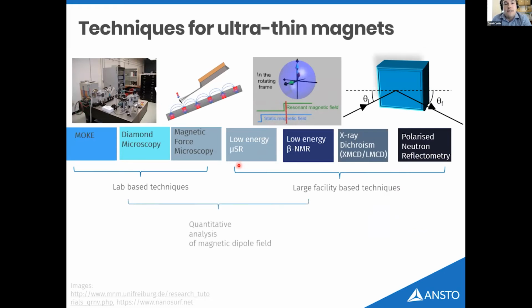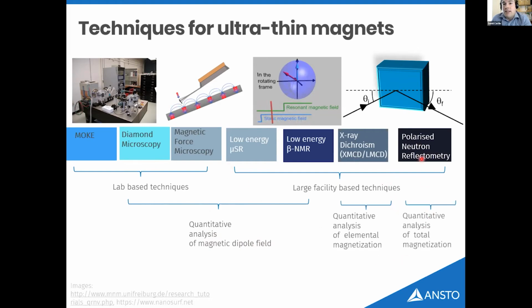So it's important to distinguish that some of these techniques really measure the magnetic dipole field, so they measure the stray fields coming from magnetic domains. Whereas other techniques, like X-ray dichroism and polarized neutron reflectometry, are actual measurements of the magnetization and can be converted to absolute units, which is sometimes useful. And of course, some of these techniques are also sensitive to antiferromagnetic order parameters, which is quite exciting.